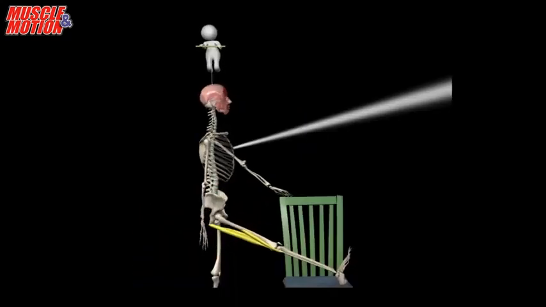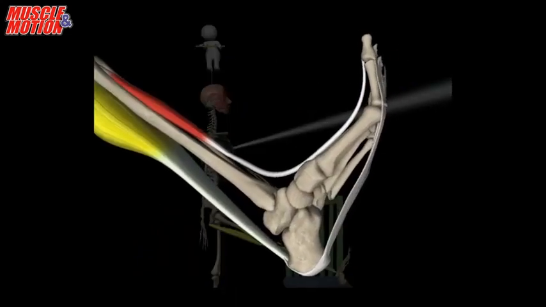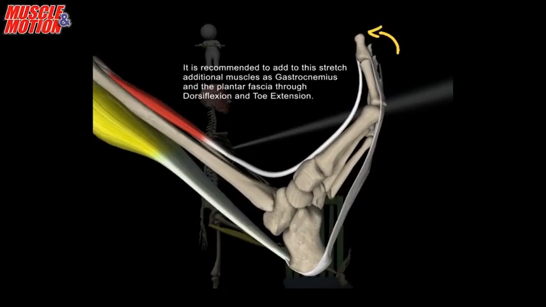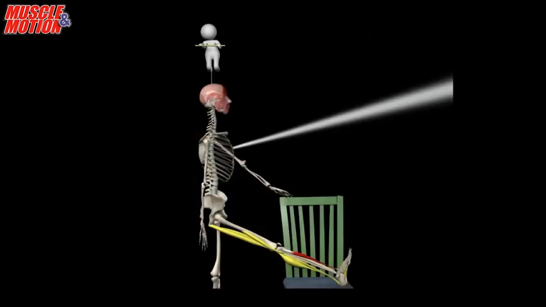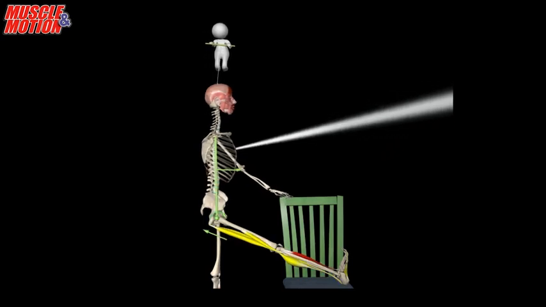Hamstring stretch exercise is one leg on chair, and direct your attention to the top of the head. It is recommended to add to this stretch additional muscles such as gastrocnemius and plantar fascia through dorsiflexion and toe extension. You can use the image of a flashlight beam shining forward and upward from the center of the chest bone. To increase the stretch, tilt the body forward through the hip joint.